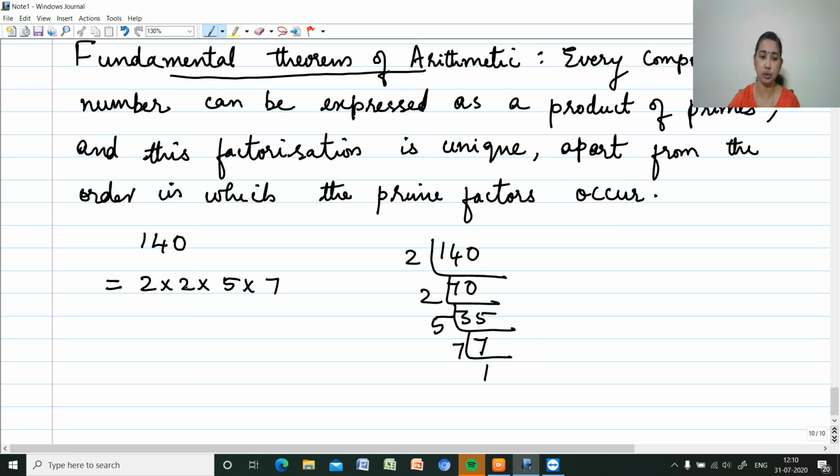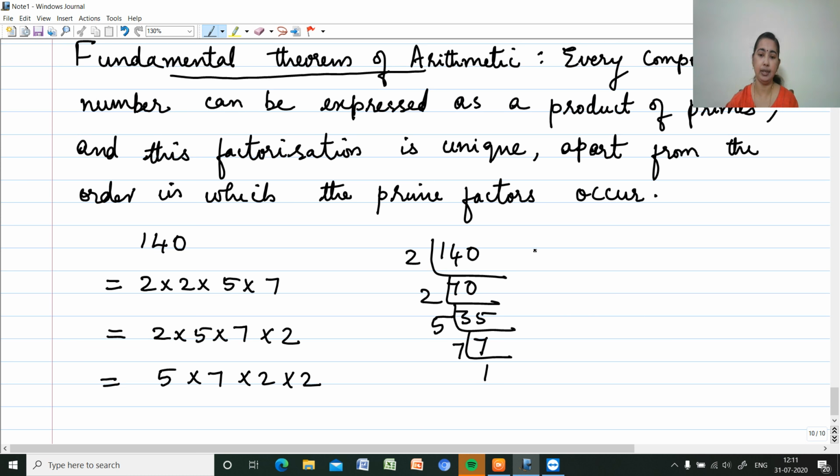If I am writing it as 2 into 2 into 5 into 7, or if I am writing it as 2 into 5 into 7 into 2, there is no change in the value. That means any composite number can be written in terms of prime numbers. There is no order in which the prime factors occur. If I change the order, there is no change in the answer. That is 5 into 7 into 2 into 2 also. It is the correct answer, that is 140 itself. So according to the fundamental theorem of arithmetic, every composite number can be expressed as a product of primes.